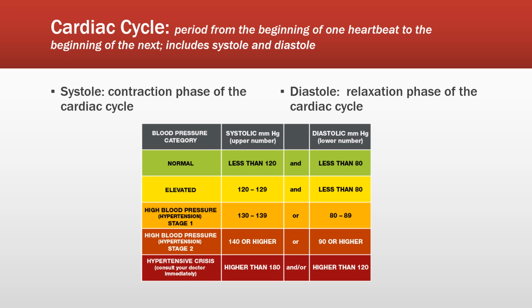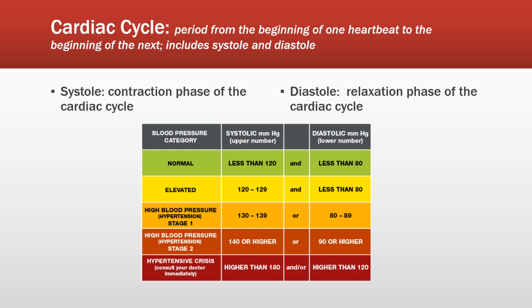So when we look at the cardiac cycle, that's the period from the beginning of one heartbeat to the beginning of the next. And in that we have systole and diastole. Systole is the contraction phase of the cardiac cycle, and diastole is the relaxation phase of the cardiac cycle. So when we're looking at blood pressure, our systolic pressure, which is going to be the top number, that is how much effort it takes for the heart to contract and pump blood all the way around the body. Our diastolic is during the relaxation phase. So that's our last sound that we hear, the lower number, and that's how much effort it takes for the heart to relax and fill.